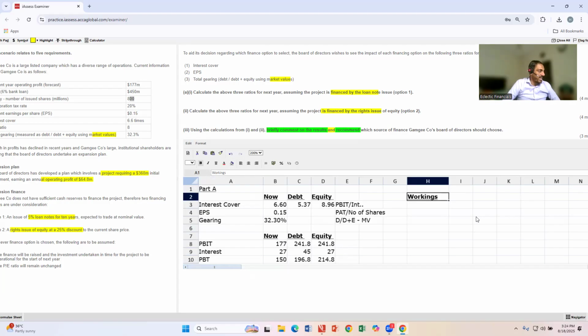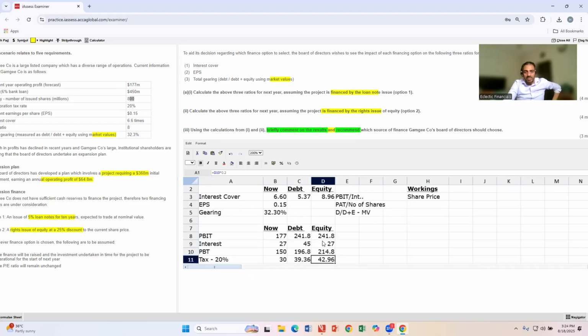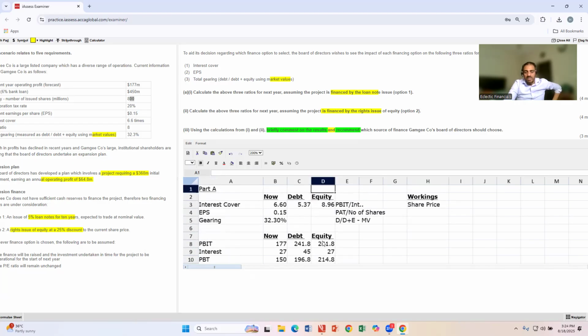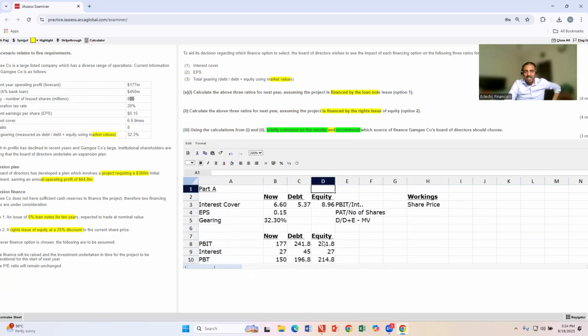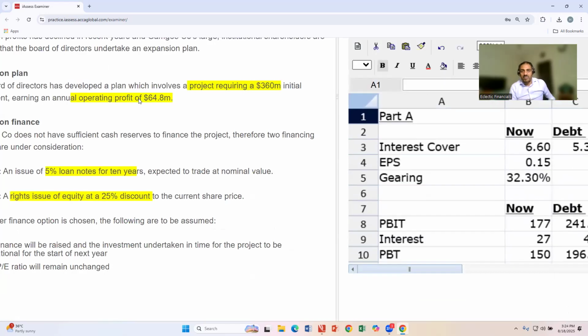Now workings, what are the workings? Working is about share price. Here you need to work out the share price. Why do you require the share price? Because of that 800 finance required with the debt finance. But the point is how many shares?